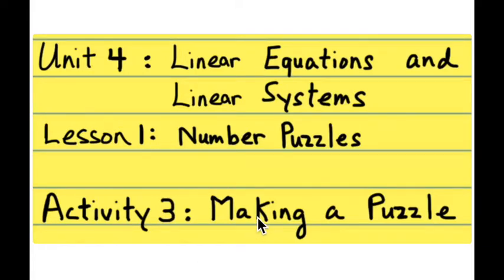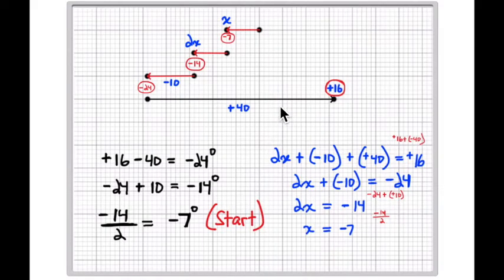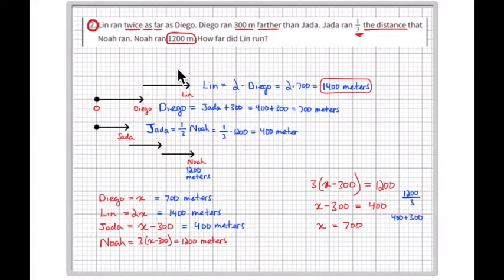This is activity 3, making a puzzle from lesson 1, number puzzles. After having looked at activity 2, which was looking at the temperature puzzle, in which the temperature ended up being 16 degrees, and you had to work your way backwards to figure out that the starting temperature was -7 degrees, and the running puzzle, if Noah ran 1,200 meters in the end, how far did Lynn run? And again, working your way backwards, the distance that Lynn ran ended up being 1,400 meters.